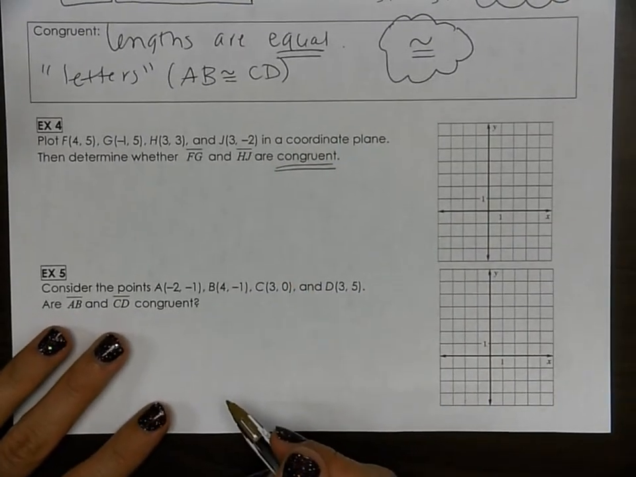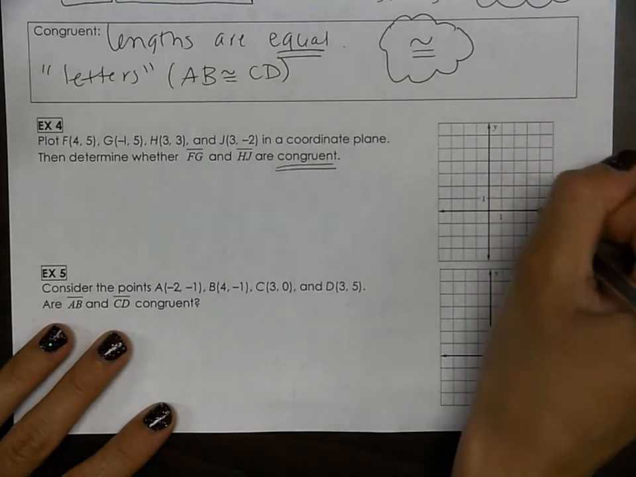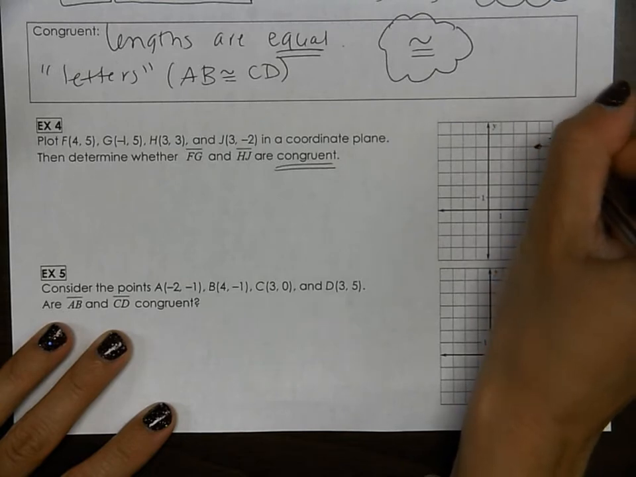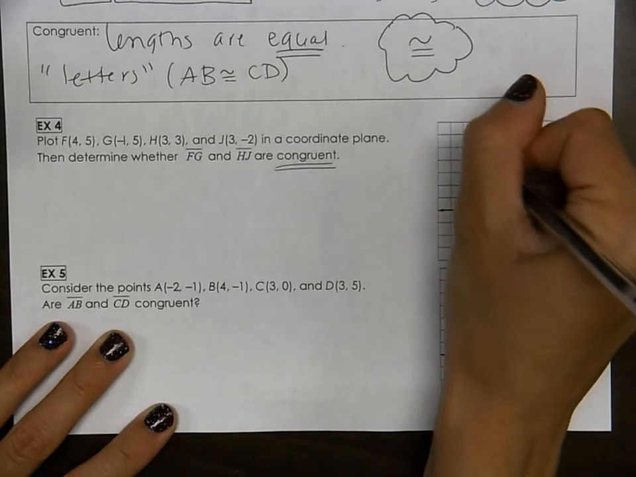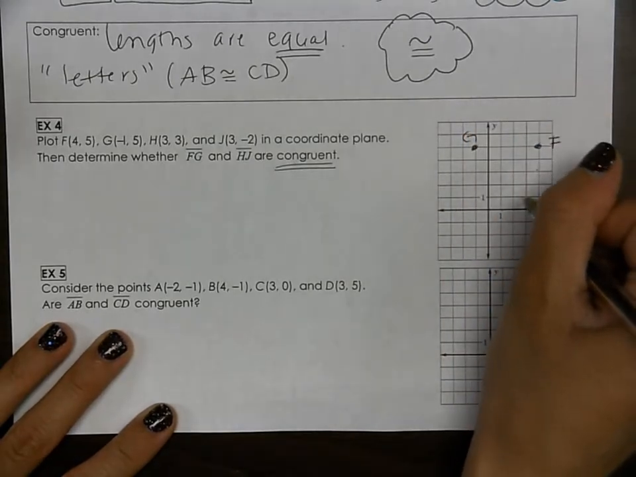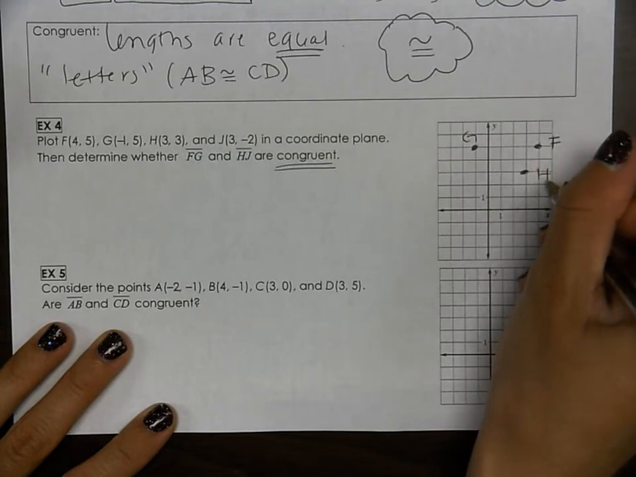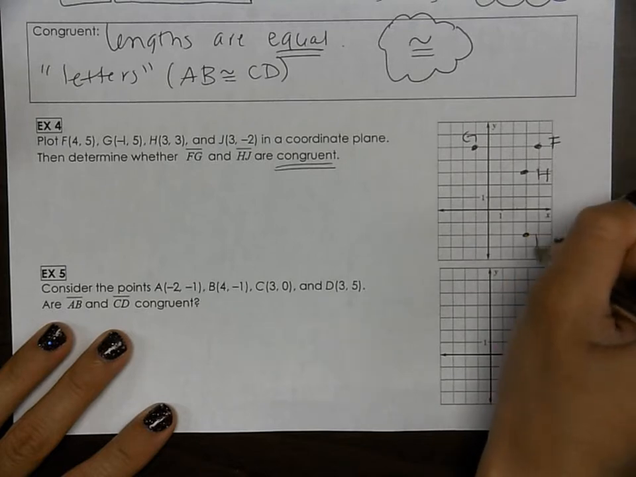So step number 1, we need to graph it. I'm going to graph letter F. 1, 2, 3, 4. 1, 2, 3, 4, 5. I would label as you go. This one's at -1, 5. And then we're at 3, 3 for H. And then 3, -2. And that's for J.